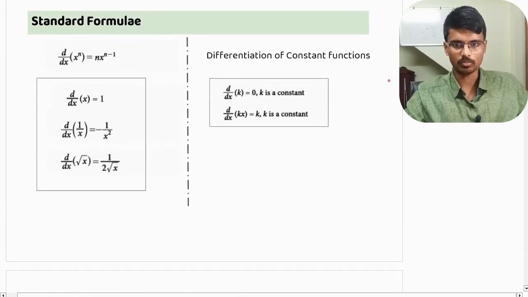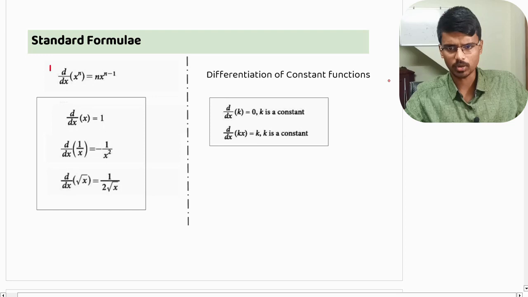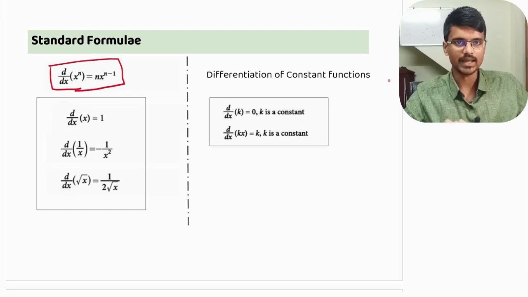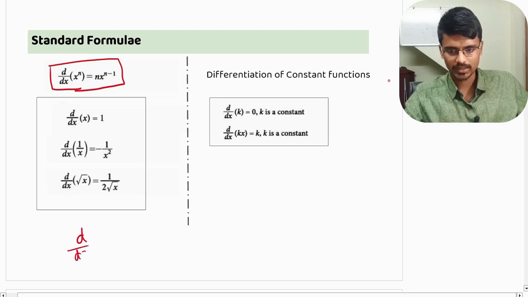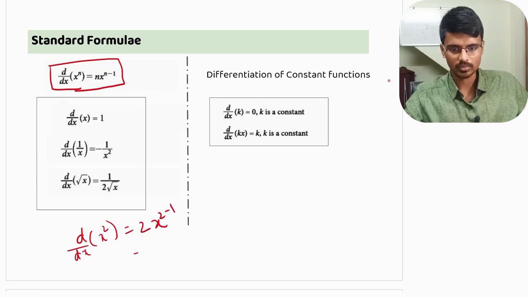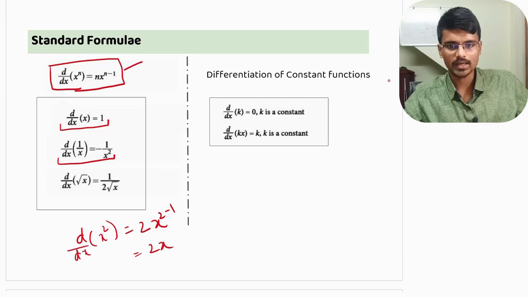So the standard formula, let's look at. This is a very important formula. Differentiation of x power n is given as n x power n minus 1. I'll just show you. d by dx of x square is nothing but 2x power 2 minus 1, which is nothing but 2x, right? Similarly, differentiation of x is 1, and differentiation of 1 by x. This formula is applicable for all n.